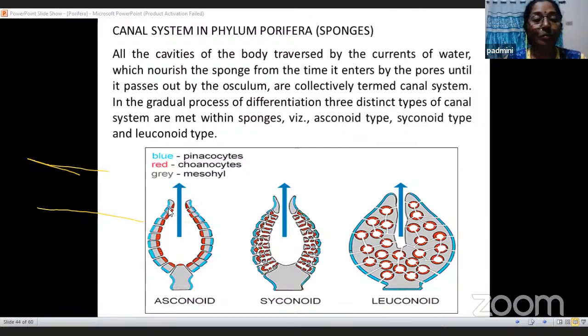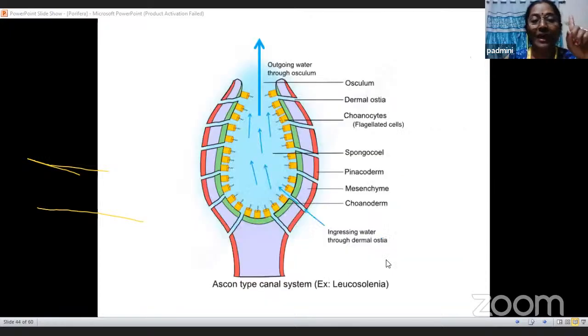And understand, the blue color ones are the pinacocytes, the pinacoderm layer. The red ones are the choanocytes. And then you have the gray color, which is the mesohyl. So these are the 3 layers that are common in all types of canal system: Asconoid type, Syconoid type, and leuconoid type. So we will talk about them one by one. First, we'll talk about the Asconoid type of canal system, which is the simplest canal system.